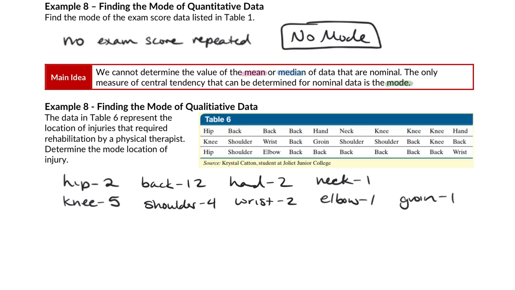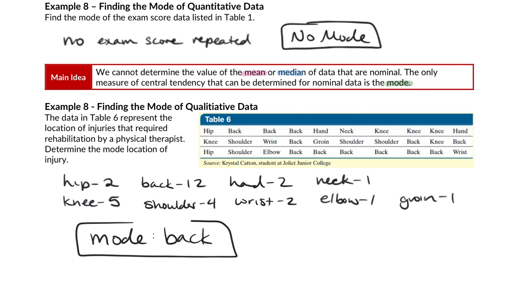So out of this list, which location is the mode of this data? The back. So the mode for this data is the back. That is the most often occurring injury seen by this PT. This is the only measure of central tendency for nominal data that we're going to be able to do. The rest of them do require some sort of ranking system or numerical value to be able to determine measures of central tendency.